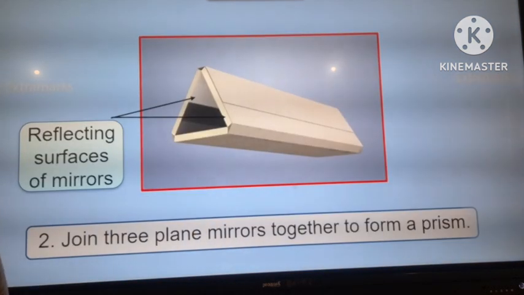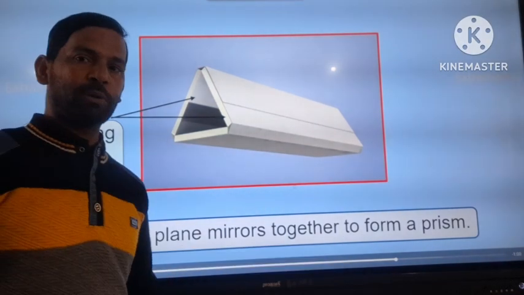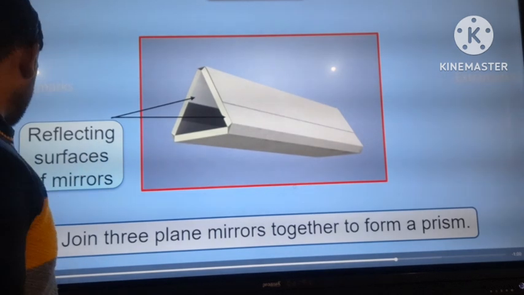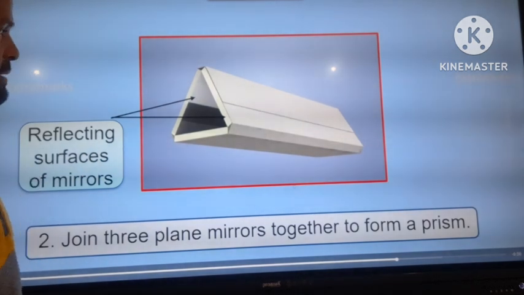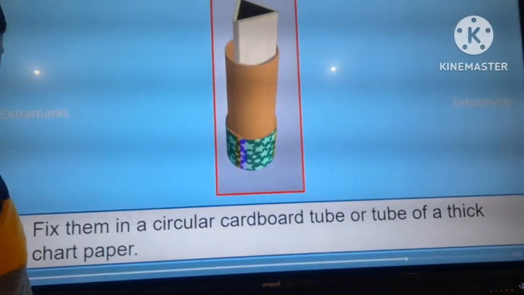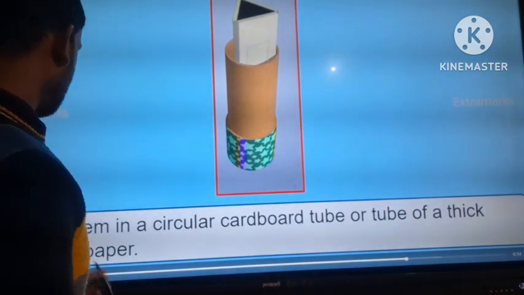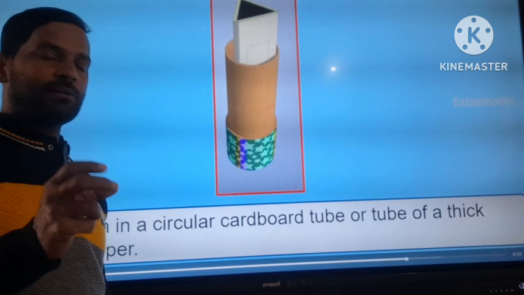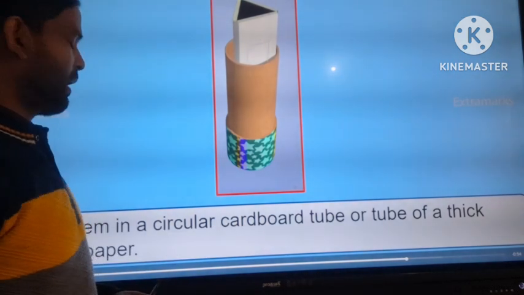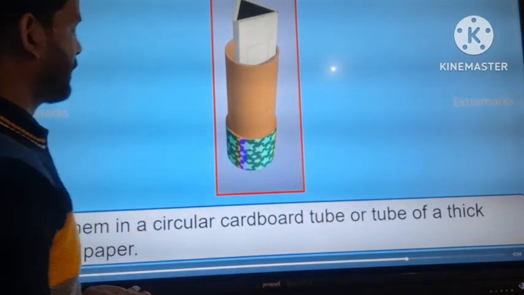The next criteria is to join each other. We'll have to join them together to form a prism-like structure. हम ज्वाइन करेंगे इसको और कैसा बनेगा, प्रिज्म के जैसा स्ट्रक्चर बन जाएगा. अब जब प्रिज्म का स्ट्रक्चर बन गया तो प्रोसीजर नेक्स्ट पे चलते हैं. क्या करेंगे, इसके ऊपर एक बॉक्स, सॉफ्ट हार्ड बॉक्स ना लगा करके एक थोड़ा कार्डबोर्ड जैसा स्ट्रक्चर इसको लगा देंगे. Fix them in a circular cardboard tube of thick chart paper. चार्ट पेपर ज़्यादा से ज़्यादा नहीं, उसको थिक करके गोल करके लगा दें.